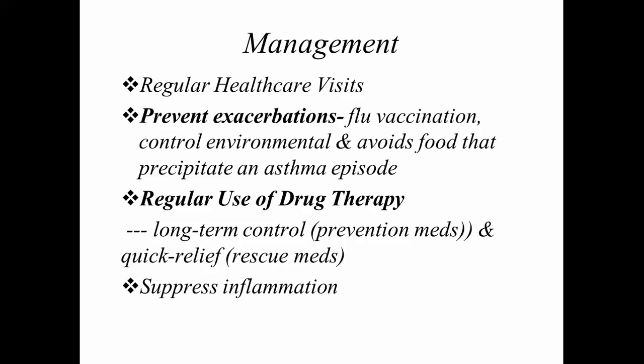So then prevention is important. With prevention, you want to really make sure that children with persistent asthma have an annual flu vaccine, and they really should stay away from people who are sick, because any respiratory infection can trigger an asthma episode or aggravate their asthma.